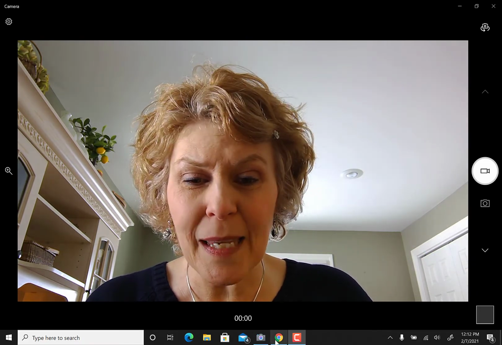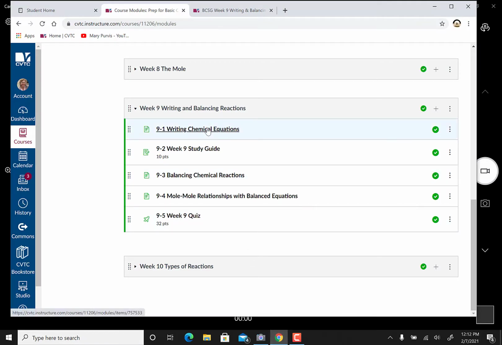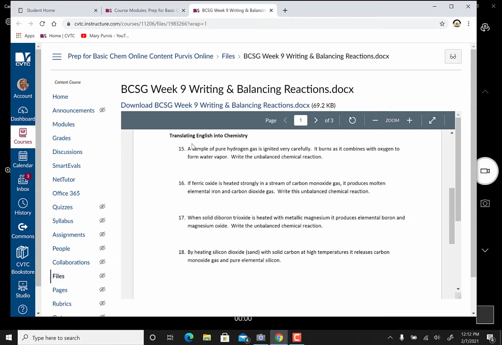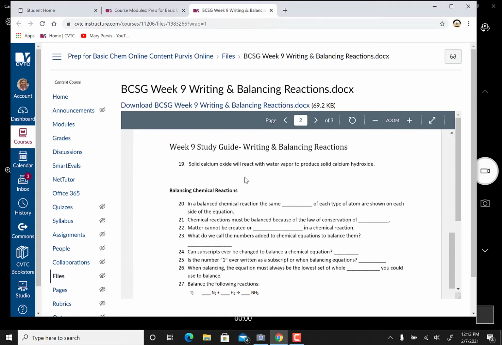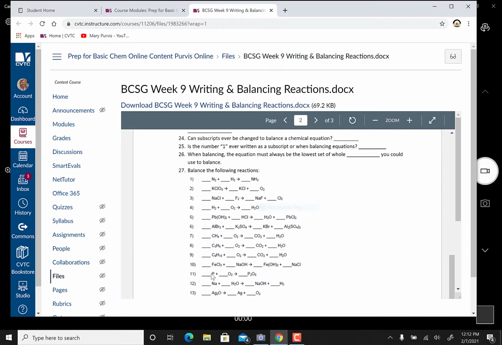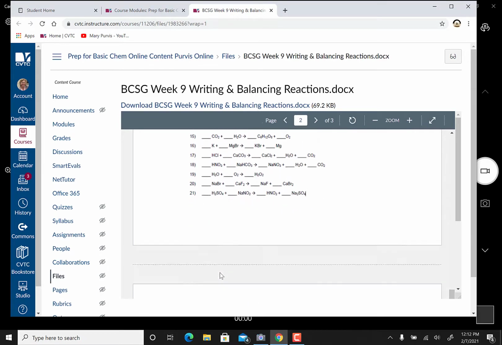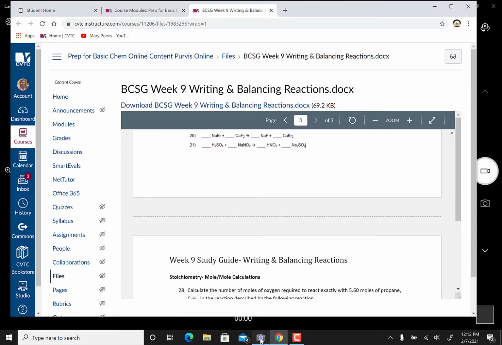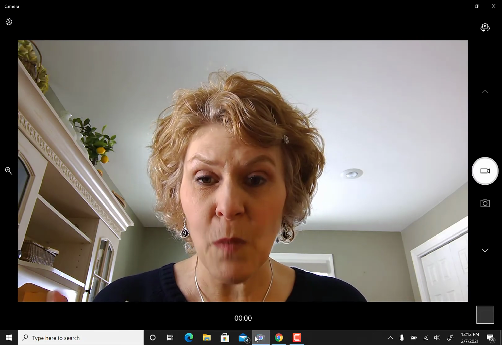So let's just take a quick peek at Canvas. We're going to writing those chemical equations, of course, our study guide, balancing the reactions, and then look at those mole relationships. The study guide this week, as always, there's going to be some definitions, some ideas, translating English into chemistry, balancing reactions. So a whole bunch of reactions are going to be written here, and then you're going to put in the coefficients to balance. And then lastly, a couple calculations. I'm only going to have you do a few of them, but a few calculations to apply that mole concept.